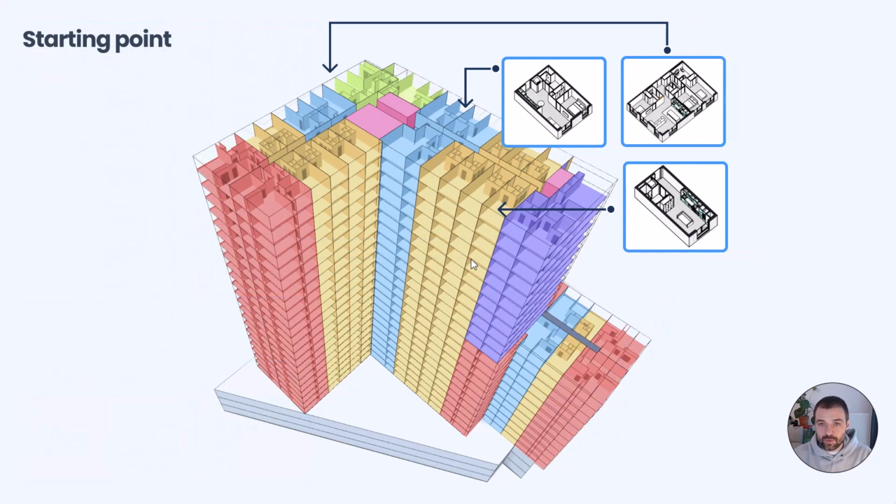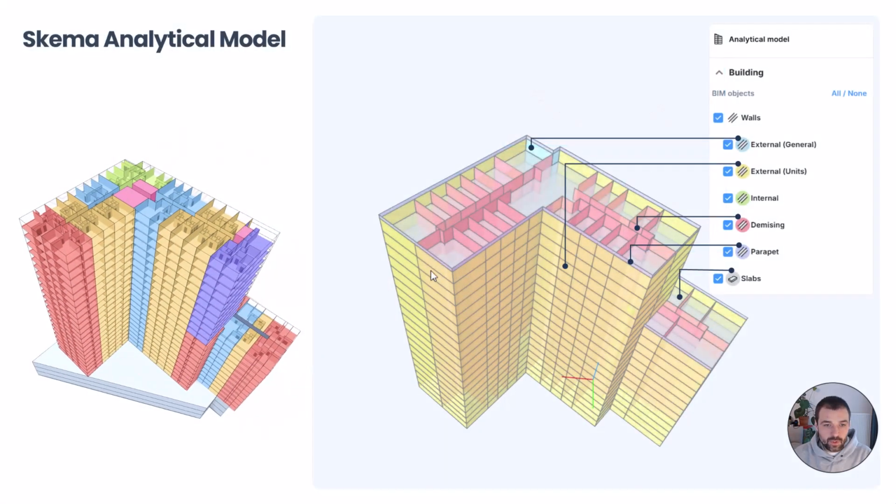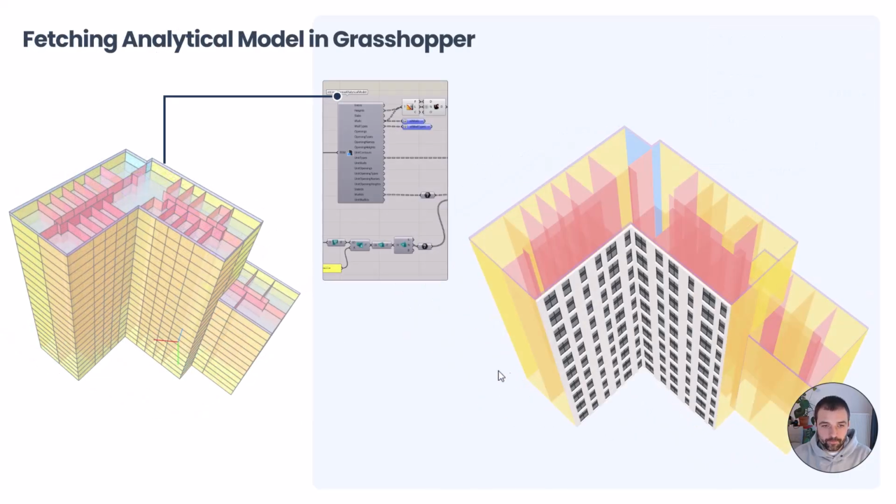Firstly, we start from the pre-designed project in Schema, which was created using highly detailed units uploaded as Revit model groups. From there, based on the schematic floor plan layout, Schema generates a data-rich analytical model on the fly. At this stage, Schema defines where the exterior walls should go, where the interior, demising, parapets, slabs, roofs, etc. Essentially, everything needed for the high-fidelity export back to Revit.